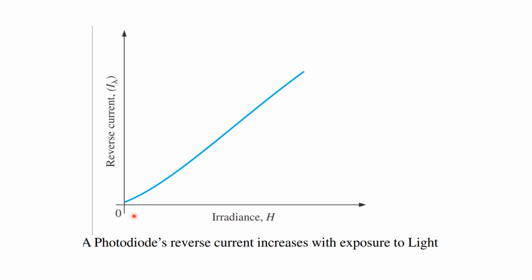In the P-N junction diode in reverse bias, there is a movement of the minority charge carriers: holes in the N side and electrons in the P side. Due to that minority charge carrier movement, there is a small amount of reverse current. This current is called the dark current. The current produced at zero illumination, in the absence of light energy, is called the dark current. After that, as the illumination increases, the current increases, a linear relation.